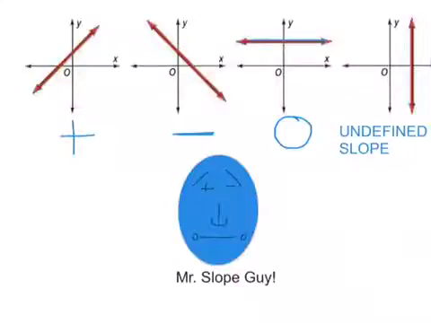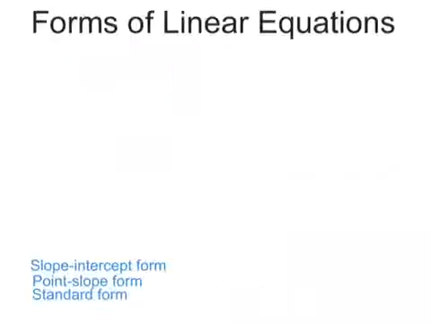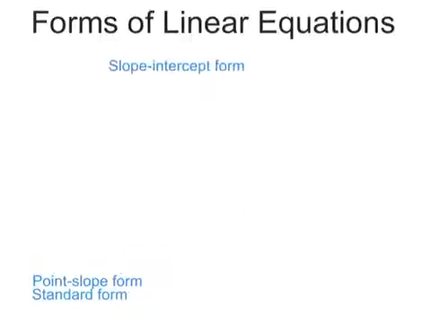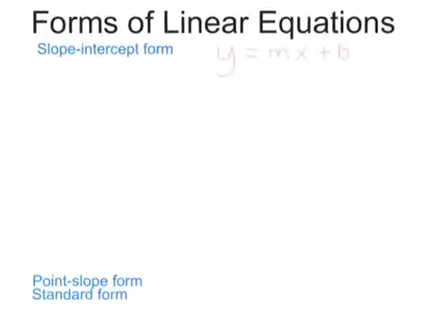So if you're trying to remember which type of slope you have, you can always refer to Mr. Slope Guy. Alright, next we're going to look at three different forms of lines or linear equations. We have, first of all, the slope-intercept form. And the slope-intercept form says that y is equal to our slope times x plus b, and b is our y-intercept. So let's look at an equation that's written in slope-intercept form.